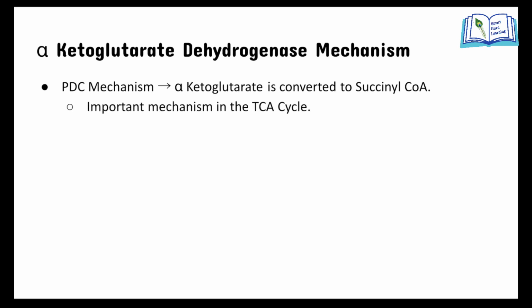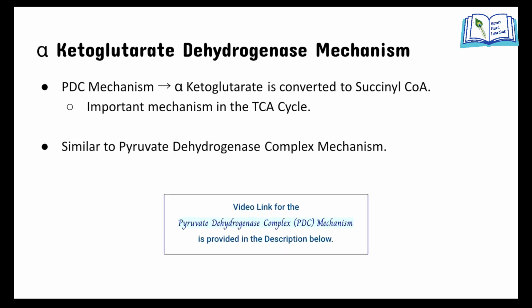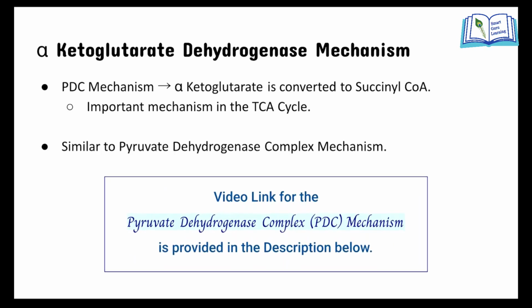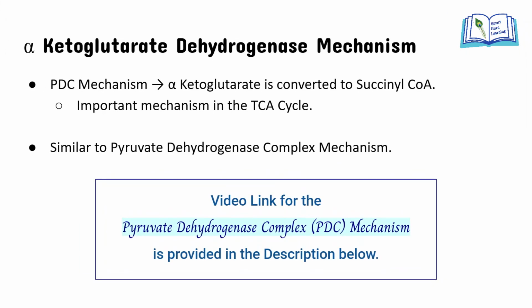This mechanism is very similar to the pyruvate dehydrogenase complex mechanism that converts pyruvate to acetyl-CoA. Pyruvate is produced through glycolysis. Pyruvate dehydrogenase mechanism converts this pyruvate to acetyl-CoA, which is further used in the TCA cycle for further energy production in the form of ATP.